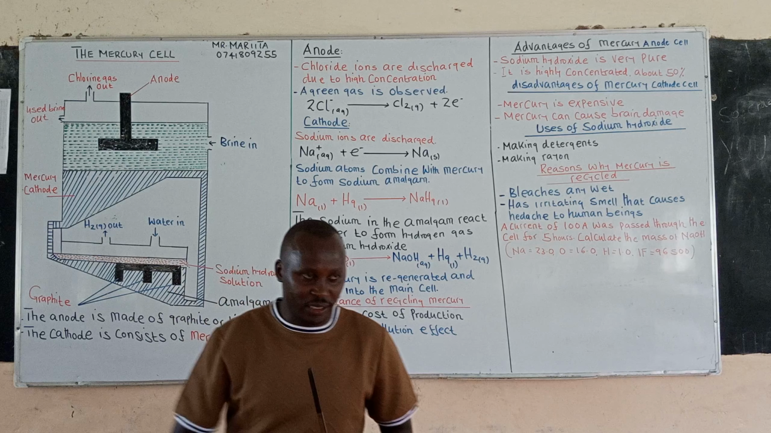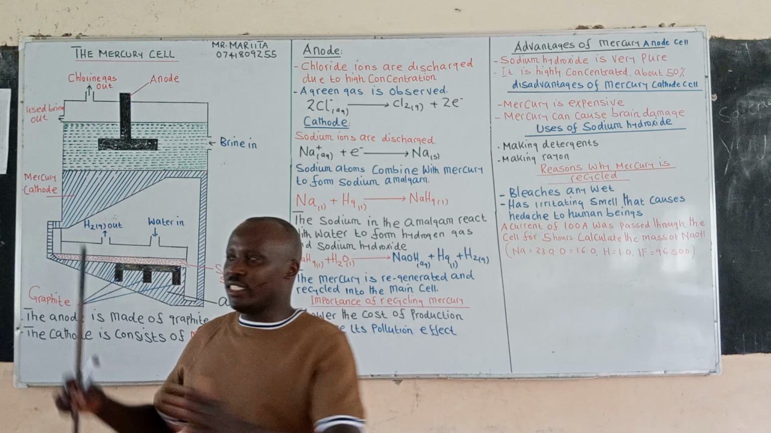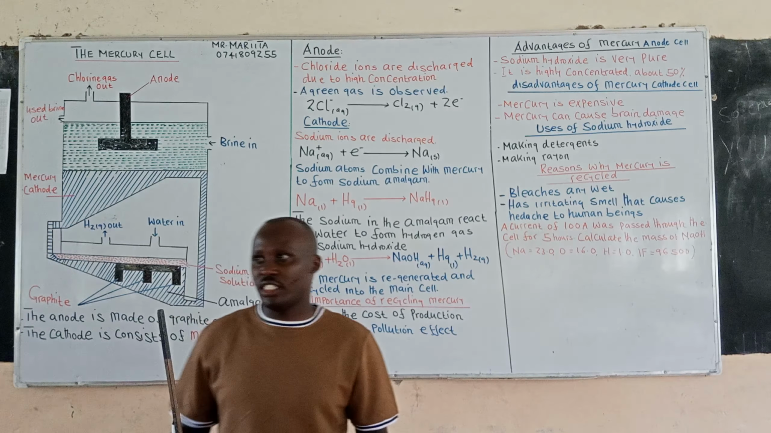Today we are looking at electrochemistry, and that is the mercury cell. This is the application of electrolysis. We studied electrolysis in Form 2, that is the effect of electric current on substances, and we have electrolysis in chemistry, so in electrochemistry.